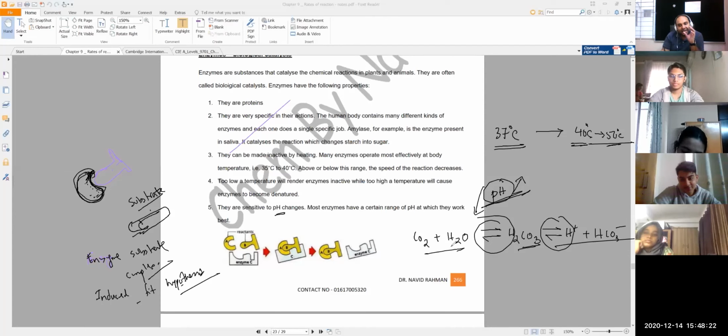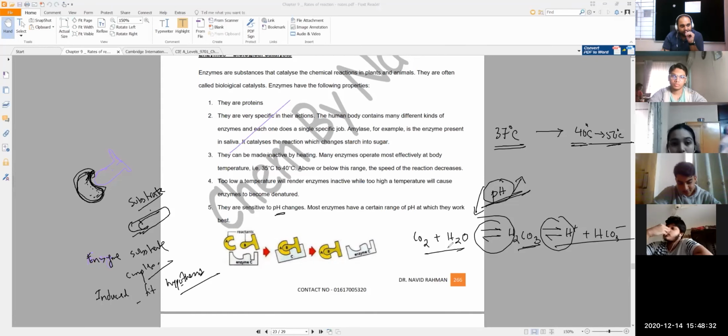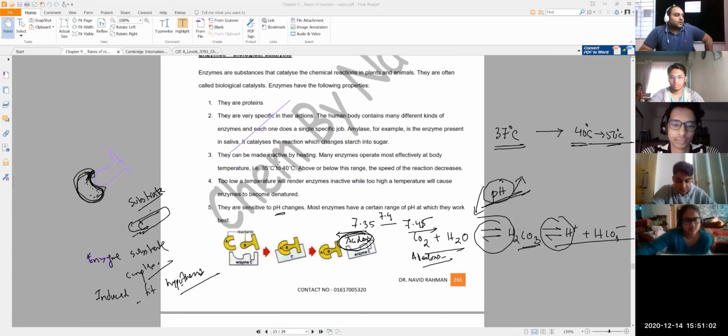So, bottom line is enzymes are very, very, very specific. If you add one enzyme to carry out another enzyme's reaction, it can never do that. Right? So, enzymes are very sensitive. So, this is all about enzymes.